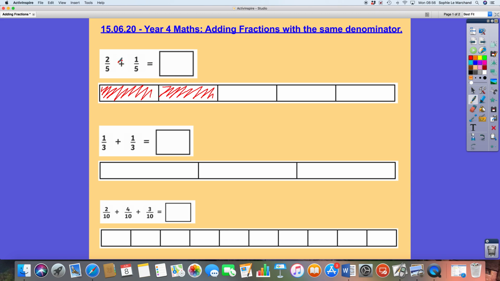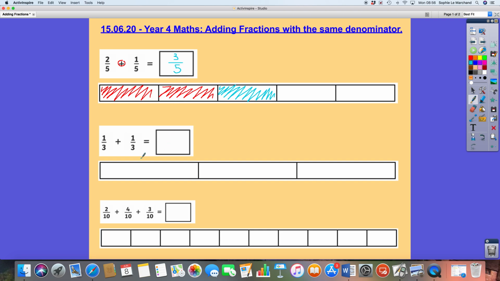Now it's asking me to add 1/5. So I need to shade in an additional fifth, and I'm going to change colour to make that really clear that this is what we're adding. So here's my 1/5. Now I've added my 2/5 and my 1/5, and I can see how many fifths are now shaded. 1, 2, 3. 3 out of the 5. So 2/5 plus 1/5 gives me 3/5.